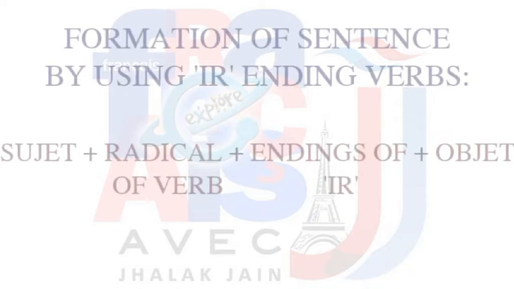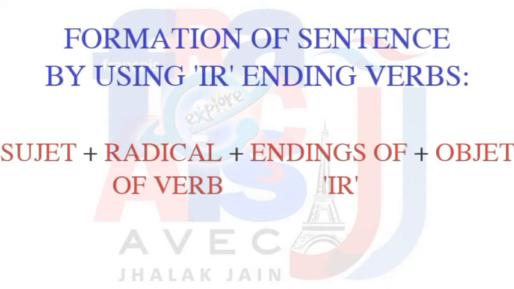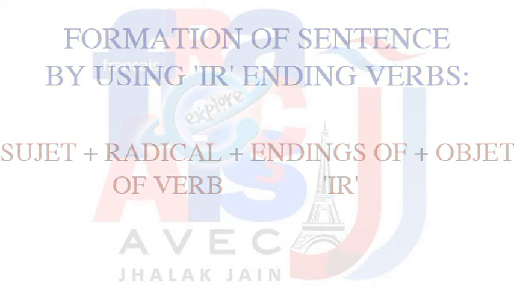Now we will learn the formation of sentences by using IR ending verbs. So the formation is, first we place the sujet, then we add the radical of the verb, then we add the endings of IR according to the sujet we did in the previous slide, and last we add the objet. This is how a sentence is phrased by using IR ending verbs.